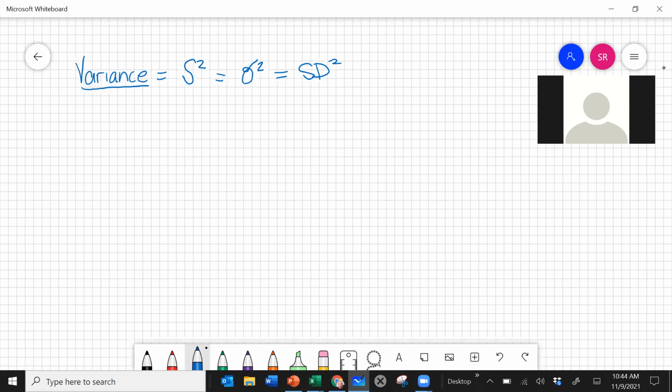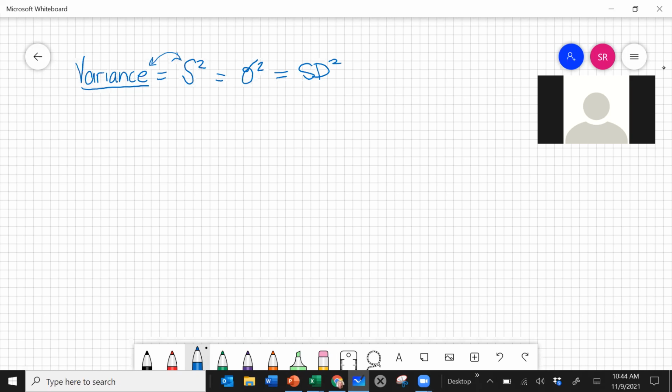And all the variance is, is the sum of squares divided by either degrees of freedom or by N. And so I just want you to know that anytime you see this S squared, it means variance. They mean exactly the same thing.